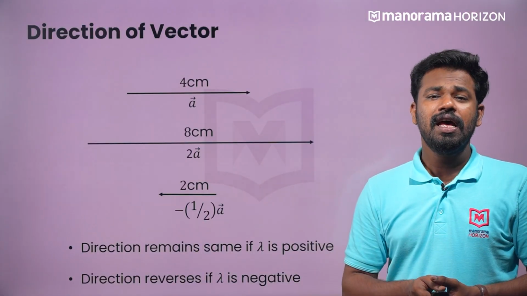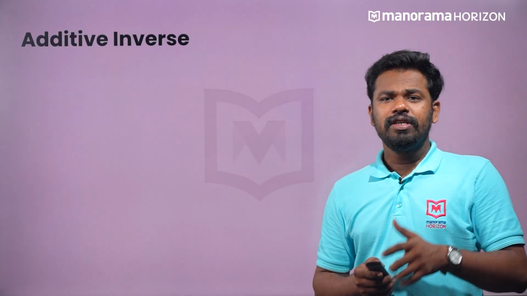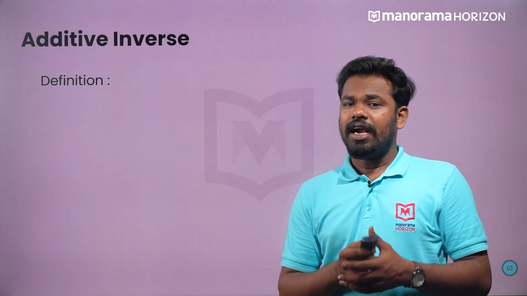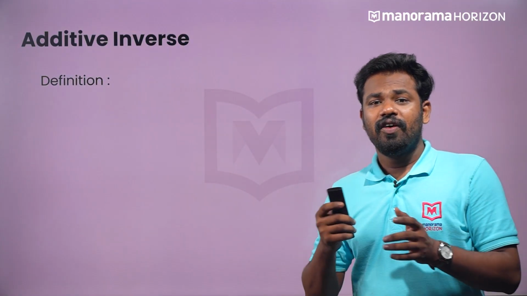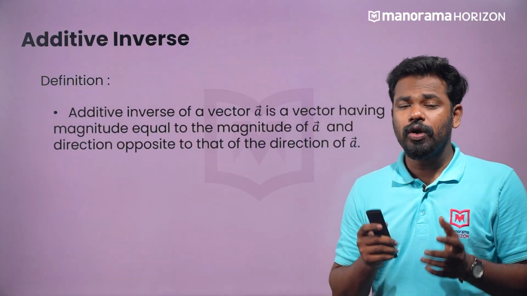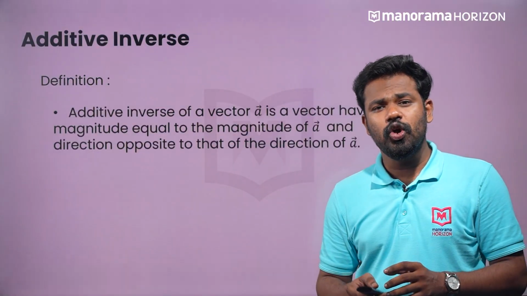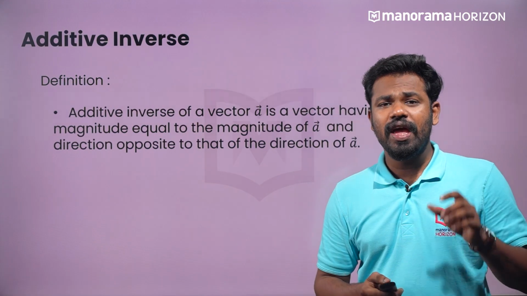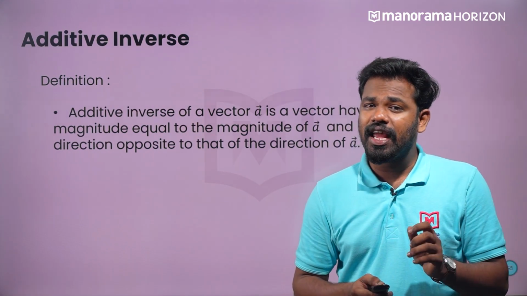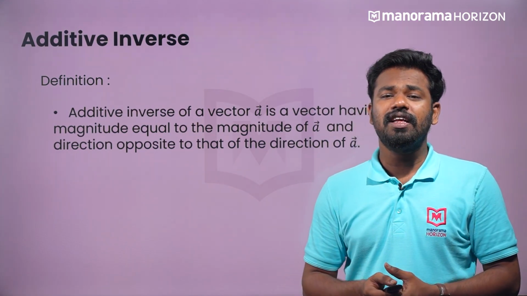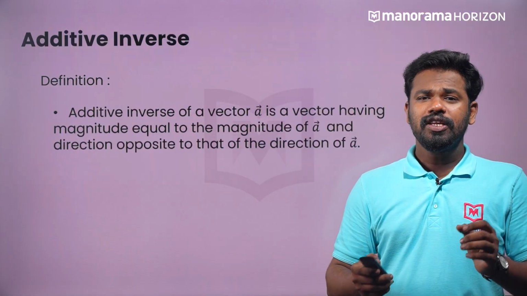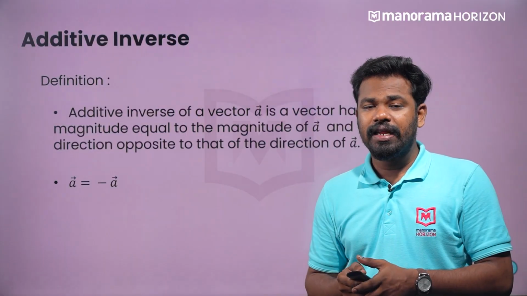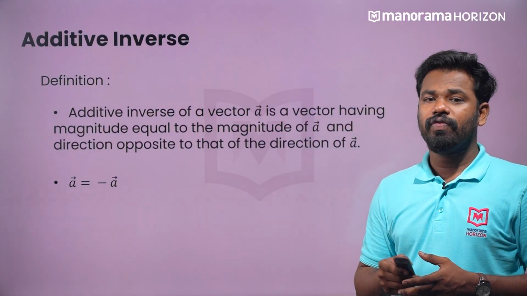So remember this carefully. Now it is important for us to understand the additive inverse of a vector A. The additive inverse of a vector A is a vector having magnitude equal to the magnitude of A and direction opposite to that of the direction of A. Now to obtain the additive inverse, we have to multiply the given vector A by a scalar, and the scalar is nothing but negative 1. That is, when lambda is equal to minus 1, then lambda A is nothing but minus A, which is the additive inverse of the vector A.